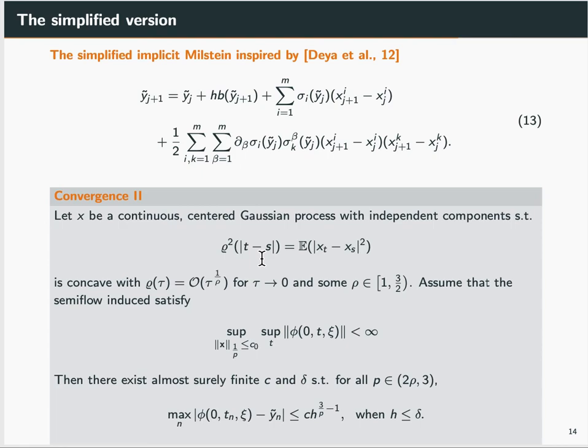Then its enhanced path is almost surely 1 over p Hölder continuous for any p between 2 and 3. We then further assume the semi-flow induced is bounded. Then the order of convergence would be 3 over p minus 1. The proof is not new but very intuitive.